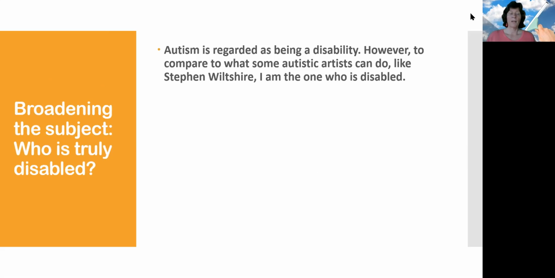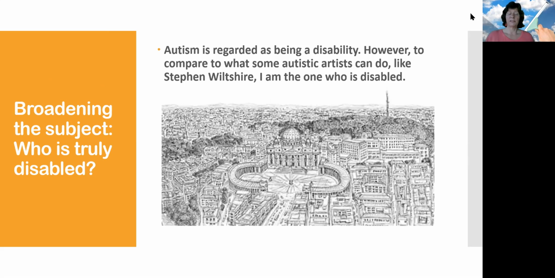Let's broaden the subject. Who is truly disabled? Autism is regarded as being a disability. However, to compare to what some autistic artists can do, like Stephen Wiltshire, I am the one who is disabled. Look at what he did. Apparently, what I understand, he took a helicopter ride over Rome for about 20 minutes and came back and made an accurate drawing of what he saw. He's gone over several cities and did the same thing. Maybe autism is a disability, and depending on what you need to do, it is a disability. But on the other hand, he's doing amazing things.